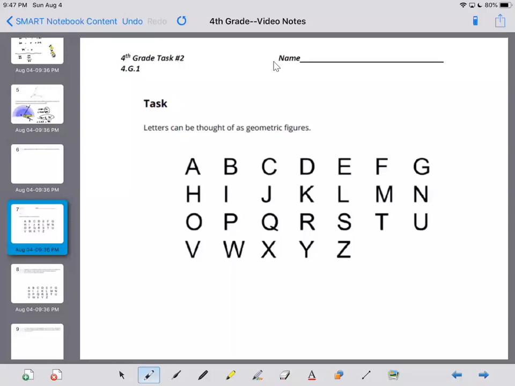So let's look at task number 2. Notice it really just focuses on the standard 4.G.1. So we're looking at drawing points, lines, line segments, rays, and angles, looking at perpendicular and parallel lines. So we're going to look at our alphabet and answer some questions based on this standard.